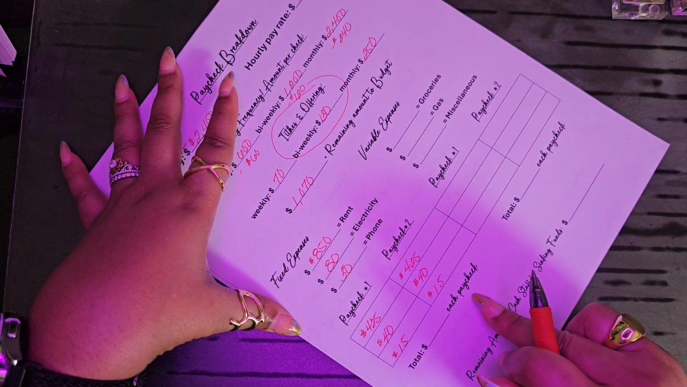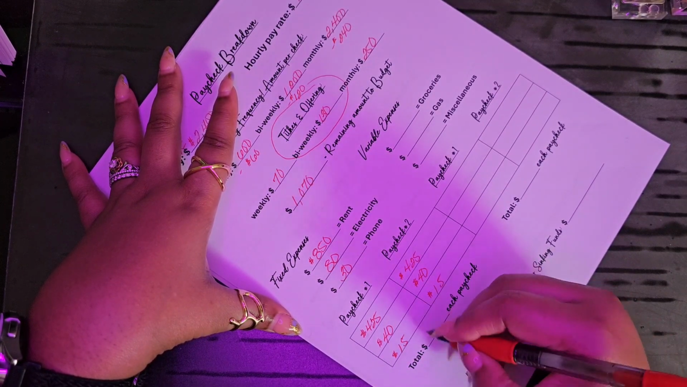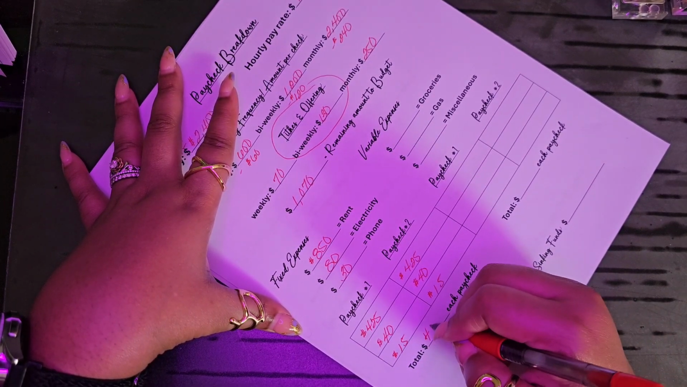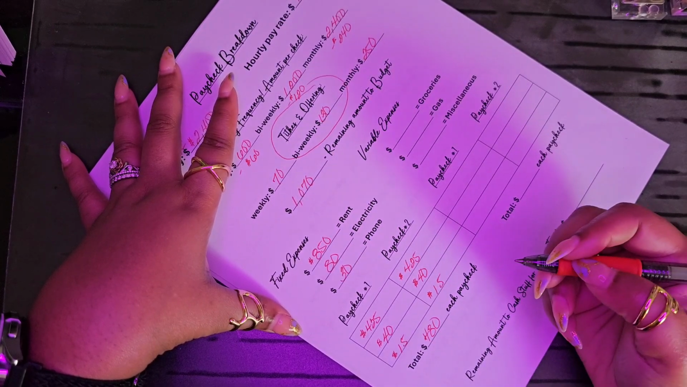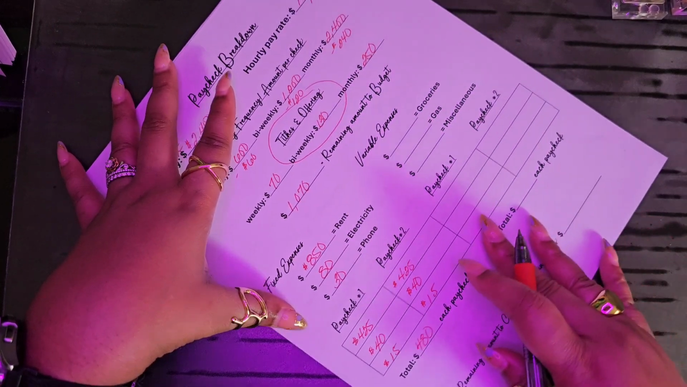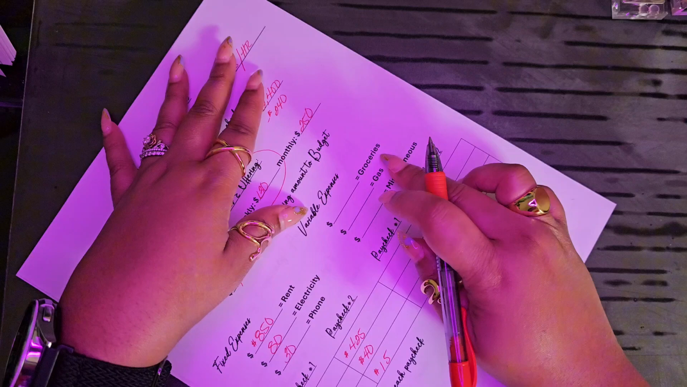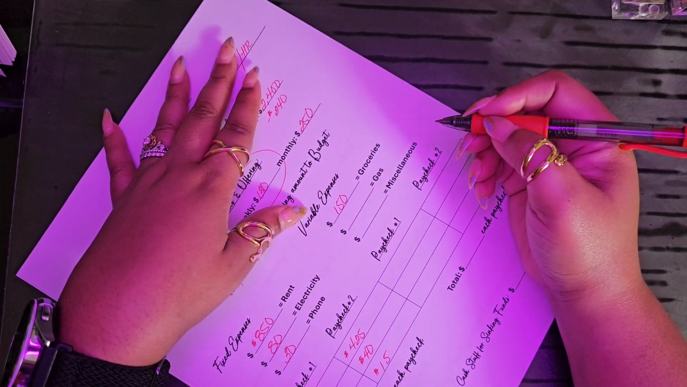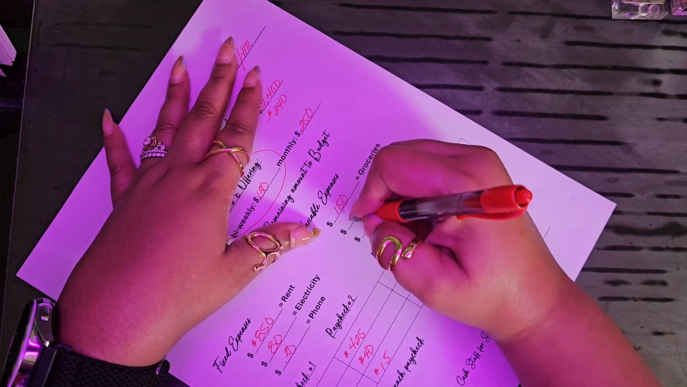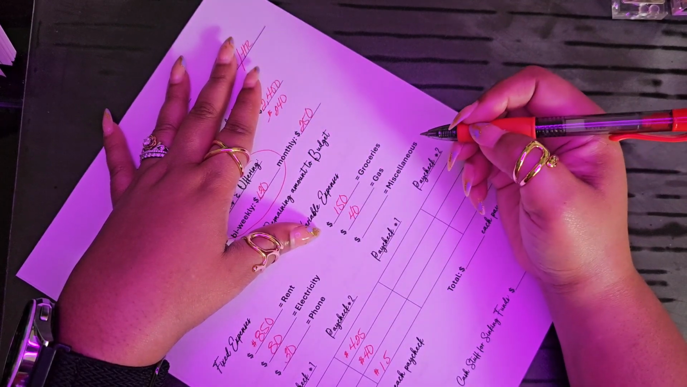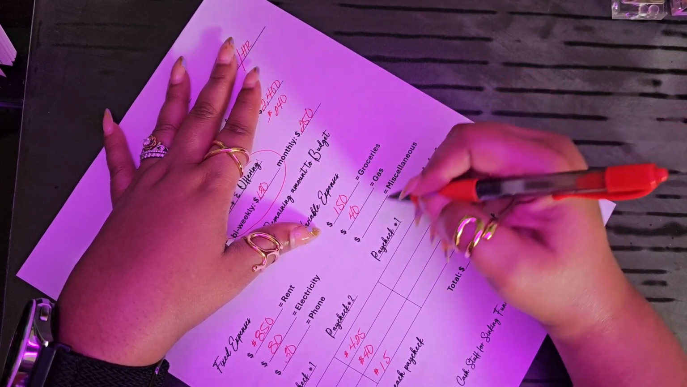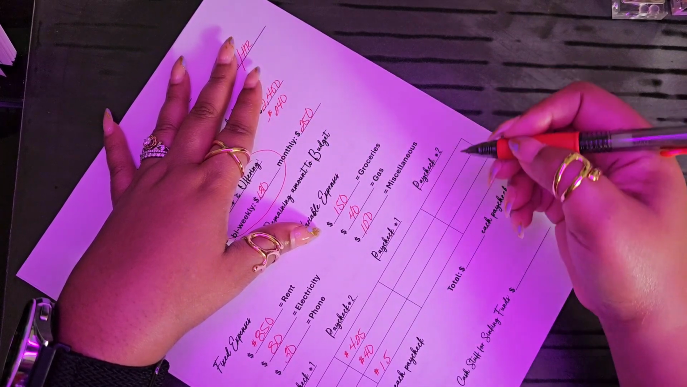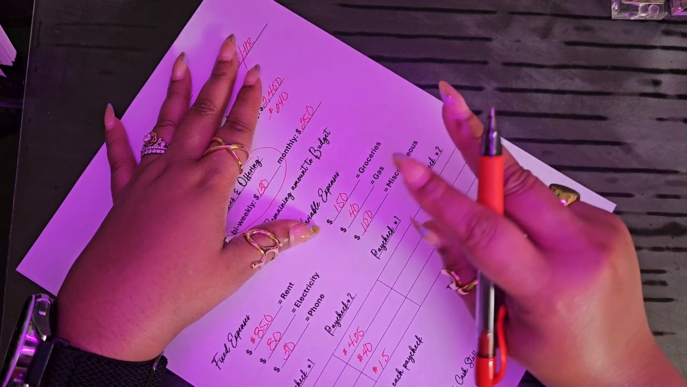Now we're going to find out her total amount that she's got to put aside per check, which is going to be $480. So now we're going to figure out her variable expenses. So groceries, we're going to say she saves about $150 monthly. For gas, we're going to say she saves $40. And then for her miscellaneous expenses, we're going to say she sets aside $100.